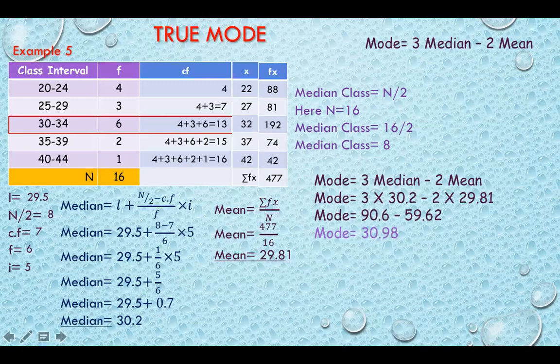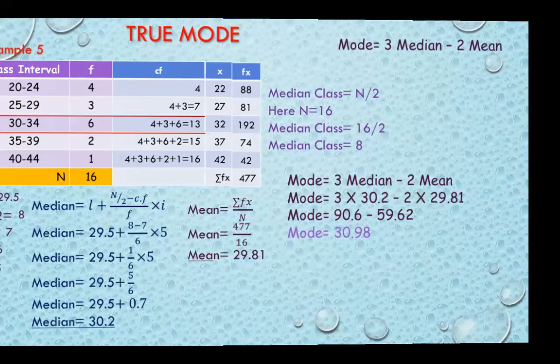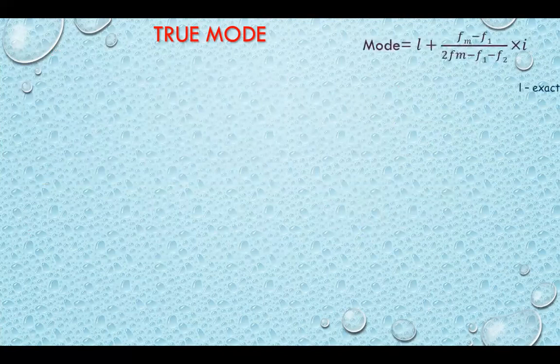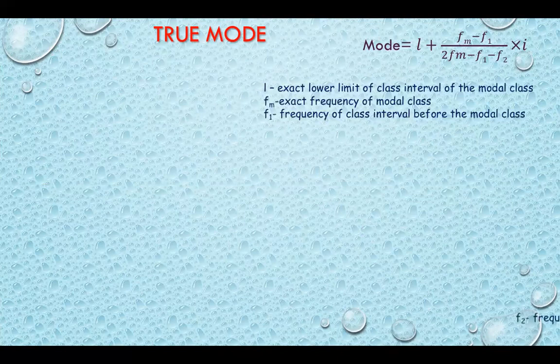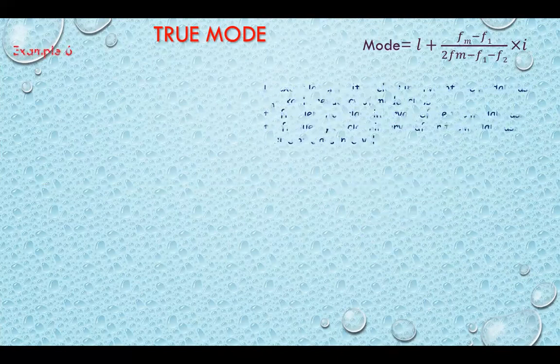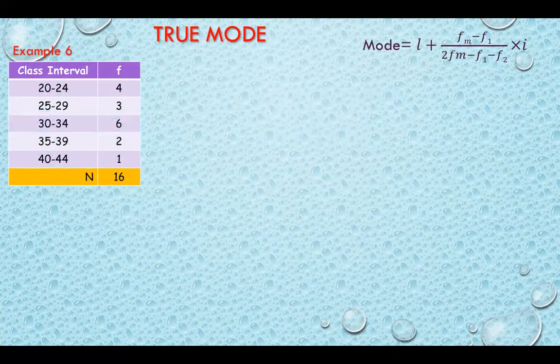median class. Now let us solve this by the second formula, which is this formula. Here L is the exact lower limit. This I have already told you. Here we have the data set. Now from this data set, we have to calculate the mode.